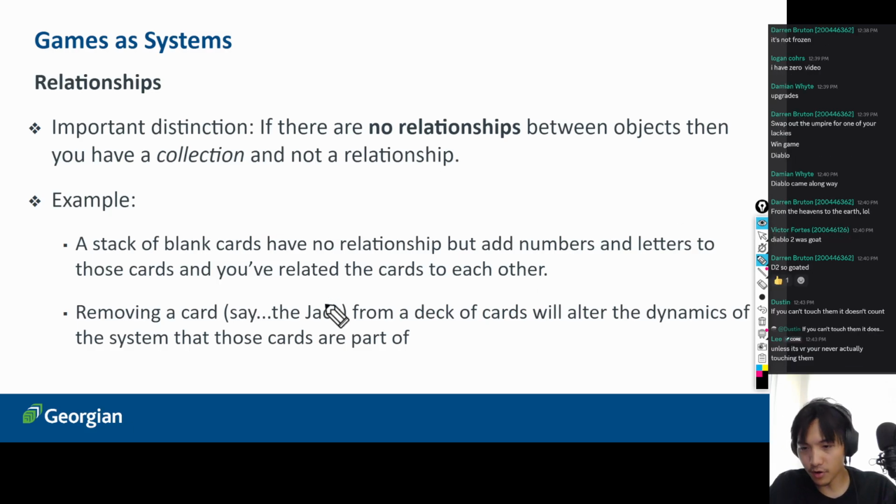If you do remove a card from that deck, you have now changed the dynamics of any game played with that deck of cards. Now you have a change in the probability of drawing any one card. So that's interesting.